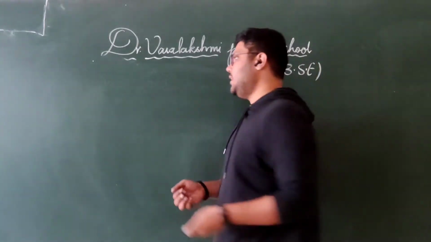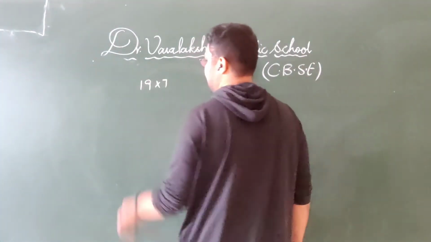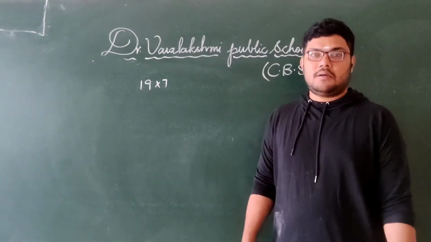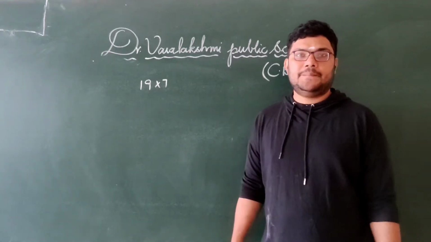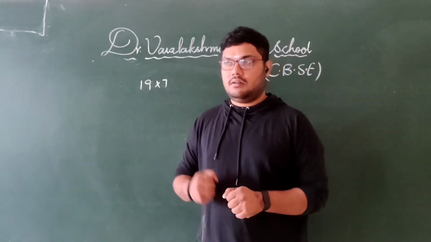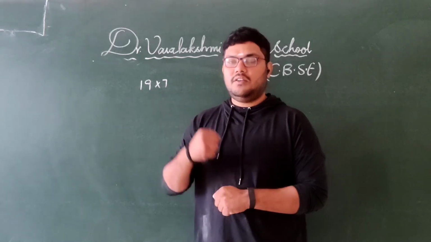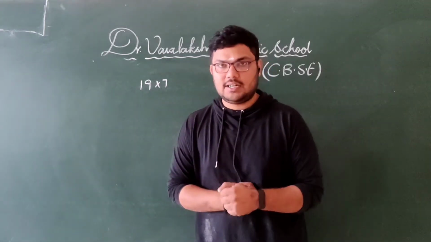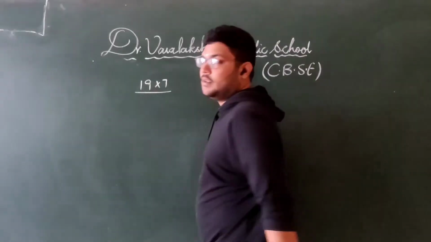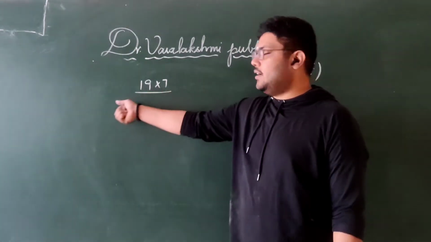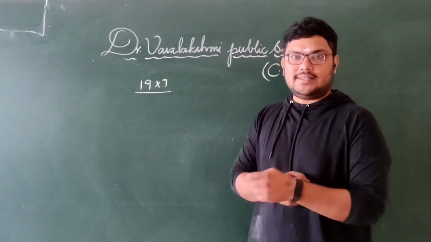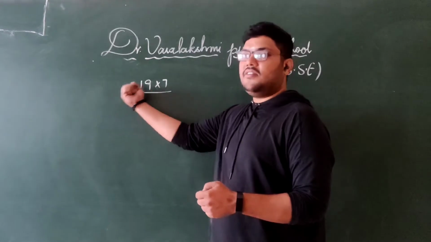For example, suppose 19 times 7, 19 times 7. So that is your question. How to do this in an easy manner? The calculation is the same, but while using this trick, if you are familiar, it will be much faster than the usual normal method. For example, 19 times 7. Usually we calculate from this side onwards. Now for making it faster, I am calculating from this side.